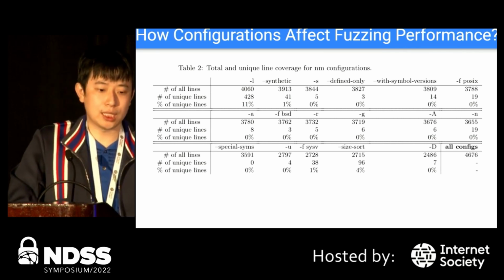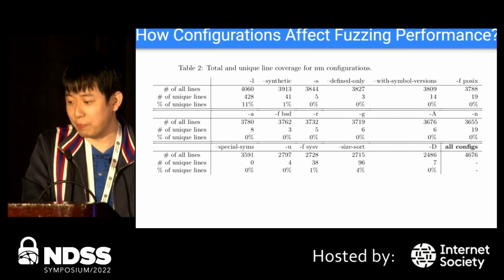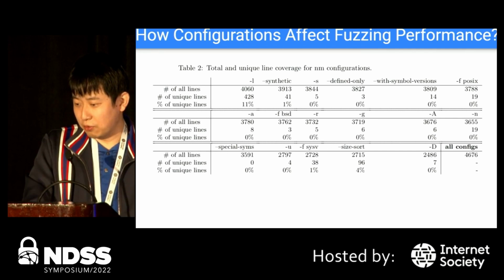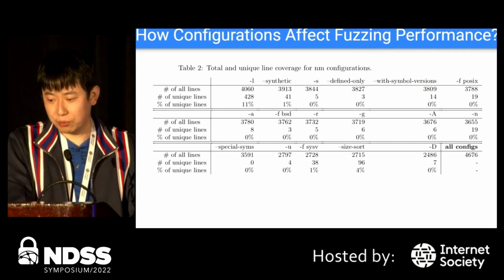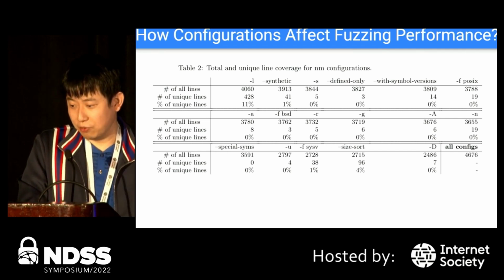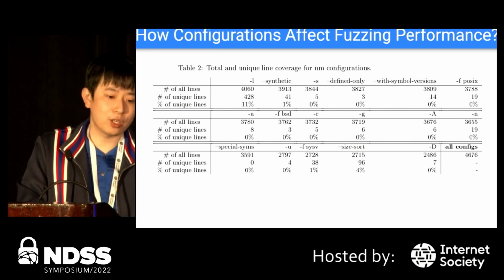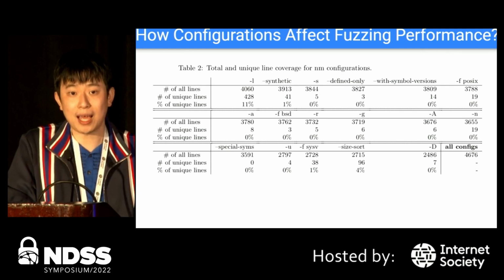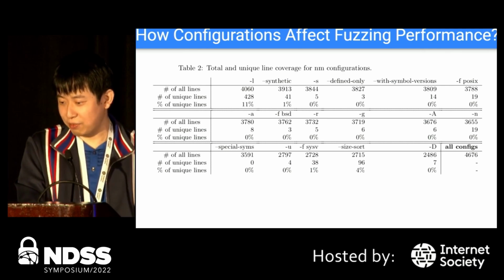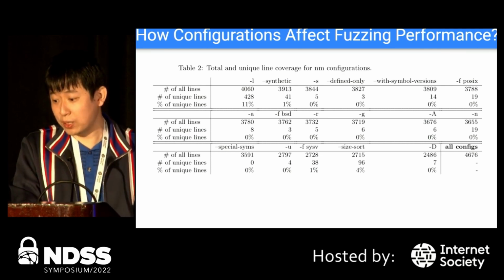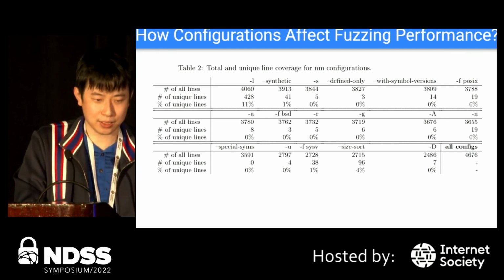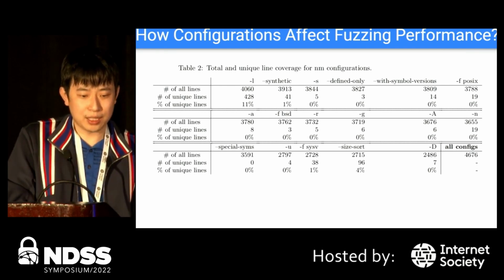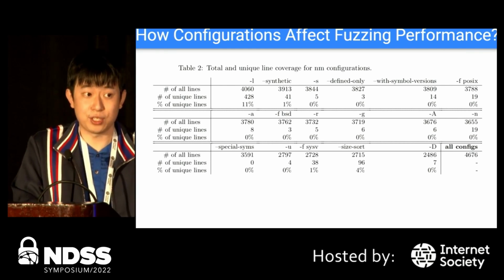The next table shows the experimental result of the program nm. From this result, we can observe that, firstly, the number of lines covered by each configuration does not differ as much as in FFmpeg. And secondly, even though all but one configuration has some unique lines covered, the numbers are pretty small for each configuration.